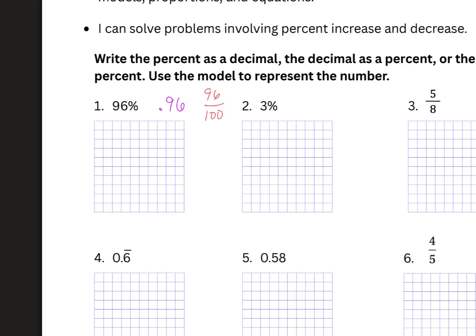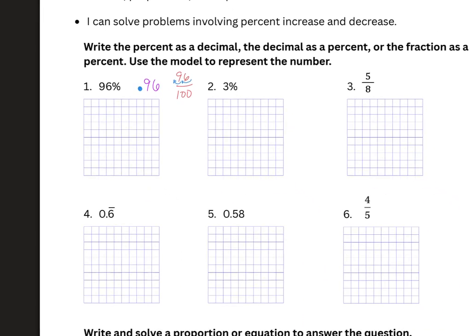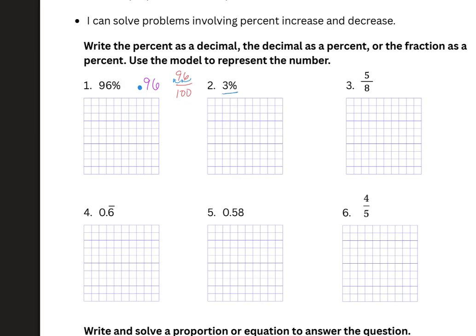And when you divide things by 100, you take the decimal and you move it once, twice, to where it would be right there. So 0.96. In fact, so we can keep this rolling, 3% is 0.03 because that's 3 over 100. And you would move it 1, 2 times, and there would have to be a 0 there in order for that to work out.